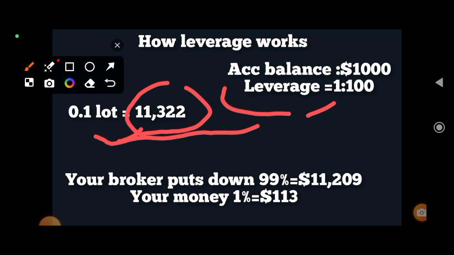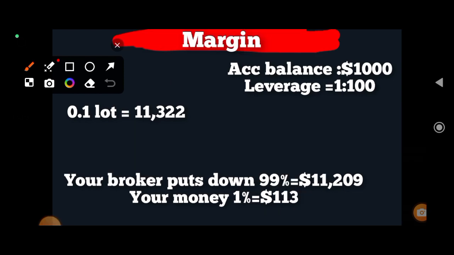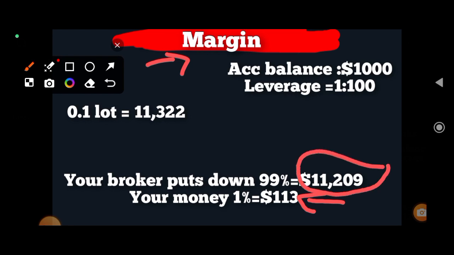So the 99% equals $11,209, and then your own 1% is now going to be $113. So now guys, what is margin? This $113 right here is margin, your own 1%. Like I said, this is your leverage, the 99% they're giving you, and your own 1% is your margin.